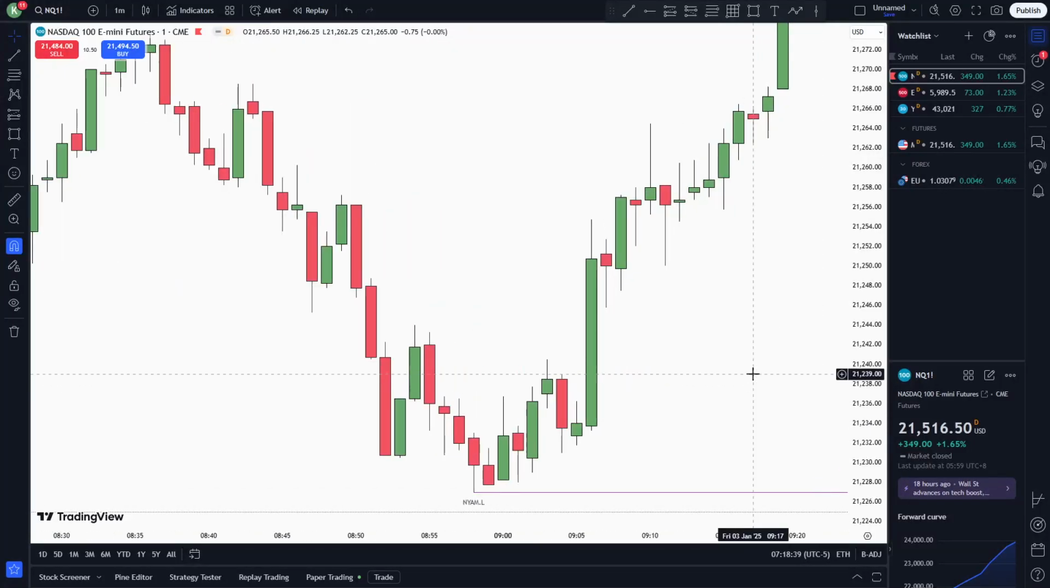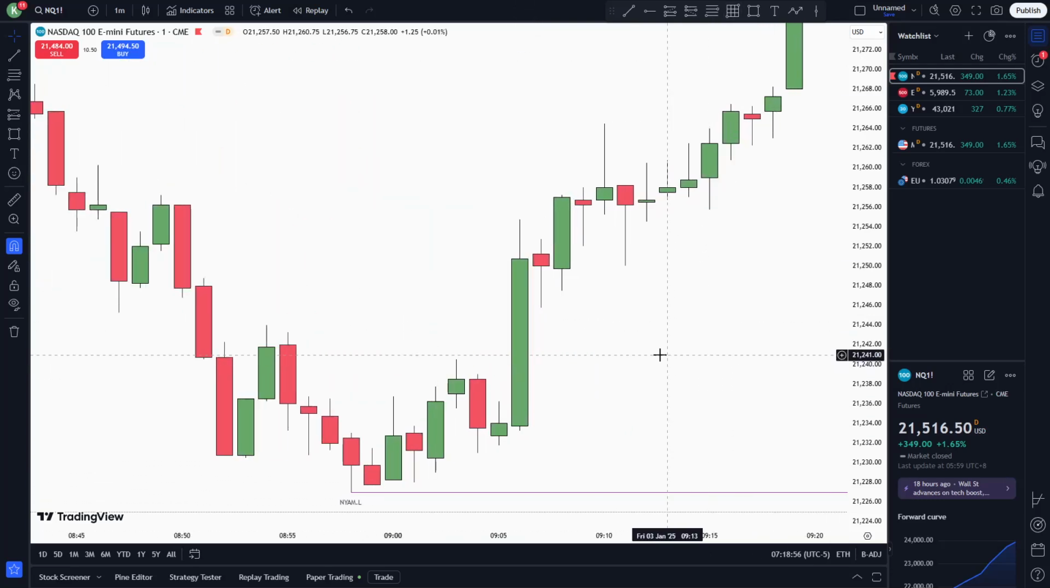So today we're going to be talking about BPR. So what is BPR? BPR stands for Balanced Price Range. Now why is this important to know? These ranges are where price usually reacts off and then creates a strong movement to either direction.